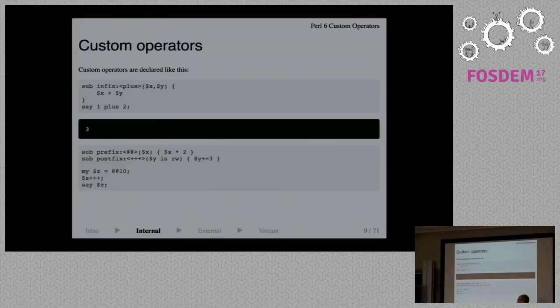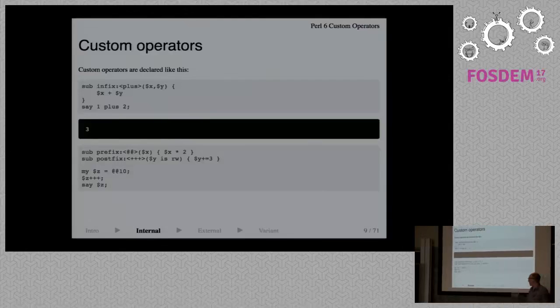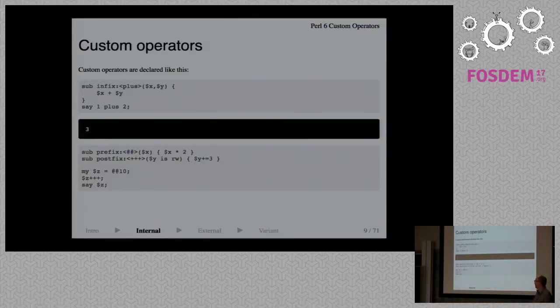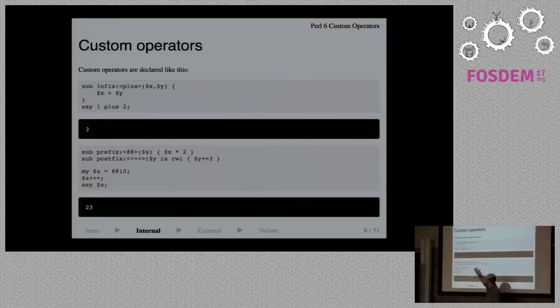Let's say you want to make a prefix operator at, or plus, or postfix operator plus plus plus, okay, which modifies the argument, then adds 3 to it. So here we have z equals at 10, and then we say z plus plus plus. So what's it going to come out to? Okay, I heard somebody say 23, right? So first it's multiplying by 10, multiplying by 2, and then adding 3.